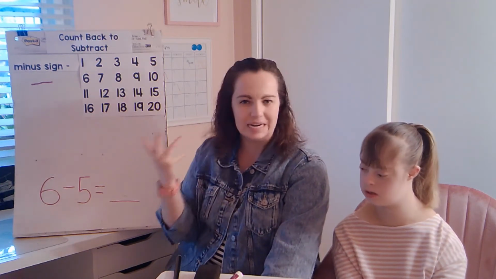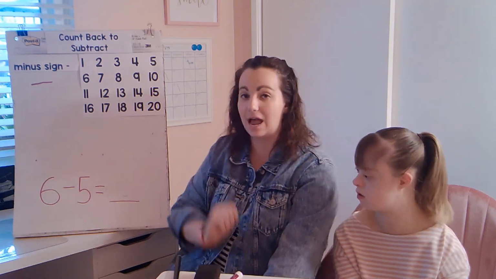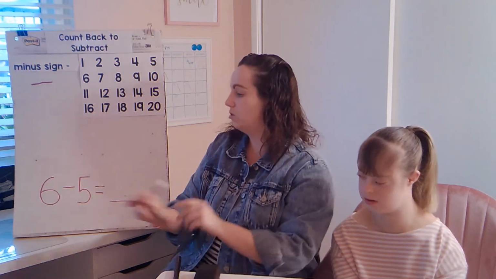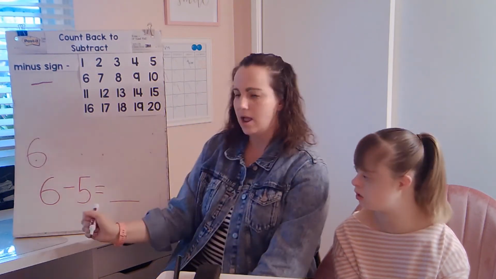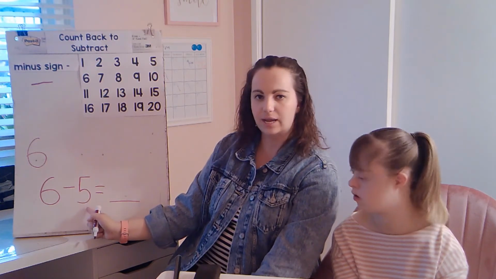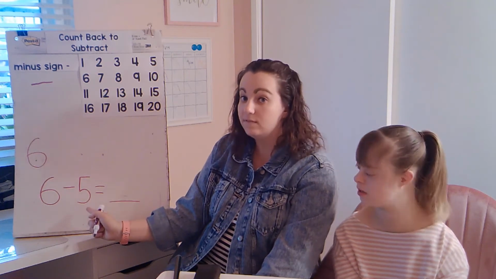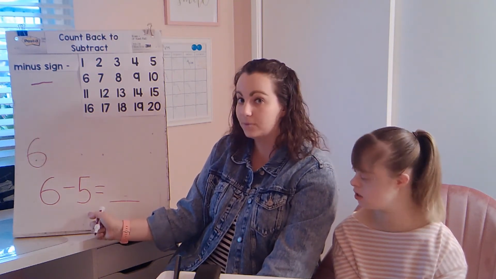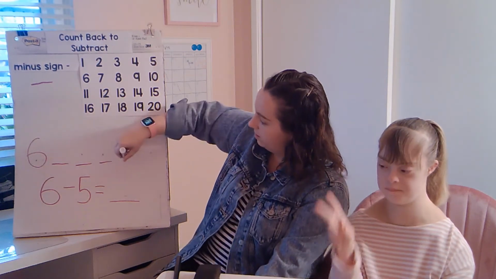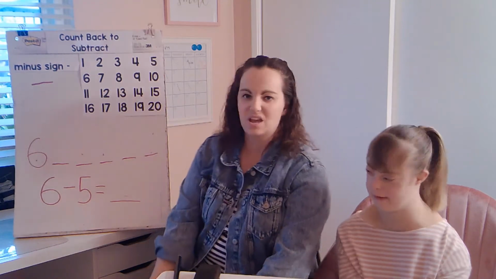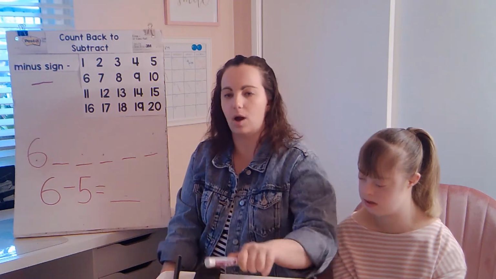And if I need help keeping track of it, I'm going to go ahead and make my own lines to help me keep track. So I know I'm going to start at 6, so I'm going to write 6 here. And then how many numbers am I going to count back? How many am I going to take away? 5. So I'm going to draw 5 lines to keep track of the 5 numbers I'm counting back. 1, 2, 3, 4, 5. My lines might be a little messy, but that's okay because I'm going to solve this problem.